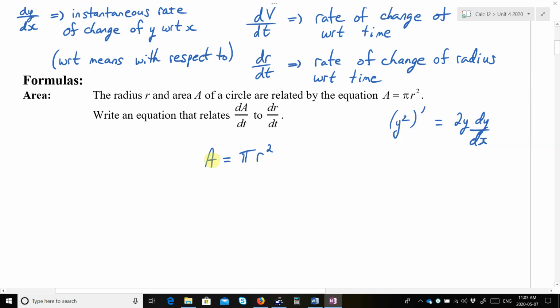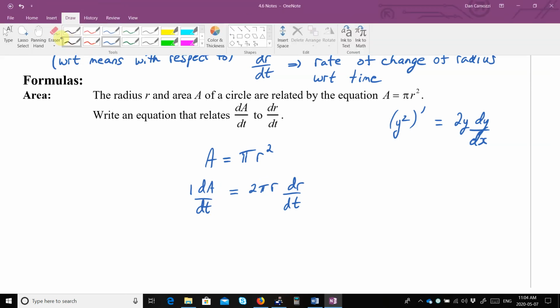So if we treat A as a function of time, the derivative of A itself would just be 1, and then you put dA dt beside it. And over here, pi is a constant. The derivative of r squared would be 2r. So we'll have a 2 multiplying down in front. The power on the r goes down by 1. And since r is a function of time, we write dr dt beside it. So the change in area with respect to time is given by this formula, which involves the change in radius with respect to time.